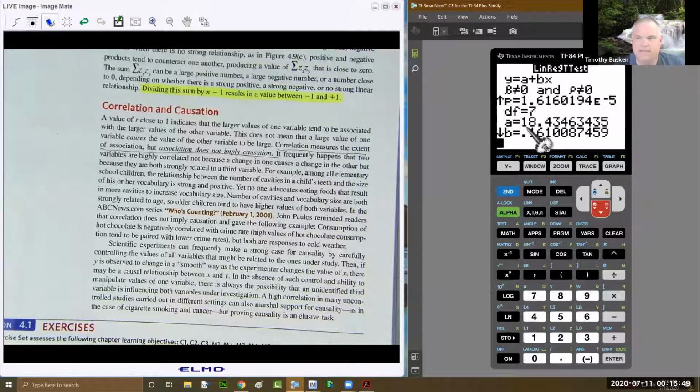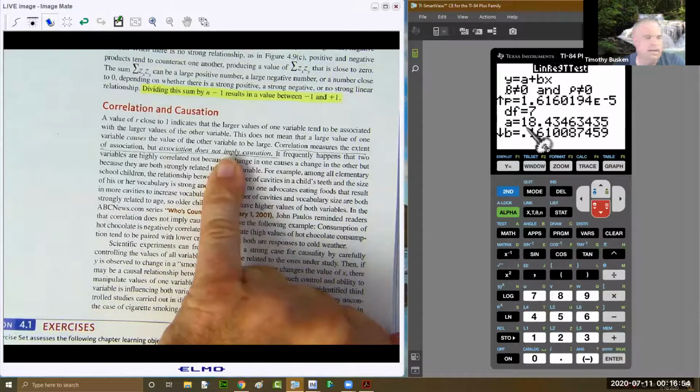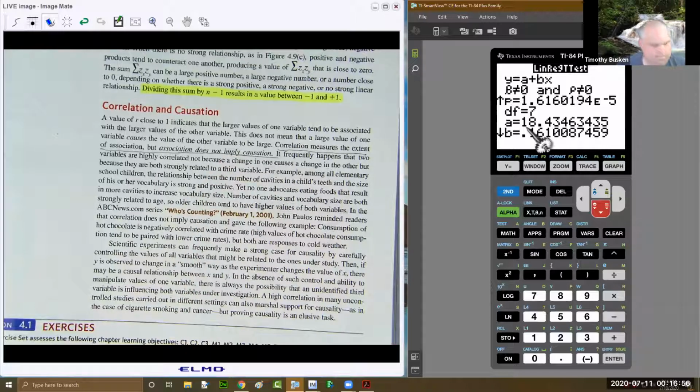So I guess the bottom line is what she's saying here: correlation does not imply causality, okay?